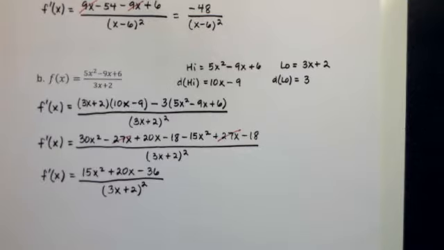So that's what f prime of x is going to be. 15x squared plus 20x minus 36 divided by 3x plus 2 quantity squared. And I don't think you're going to be able to factor anything out in the numerator, so that way you can divide out common factors. Okay.